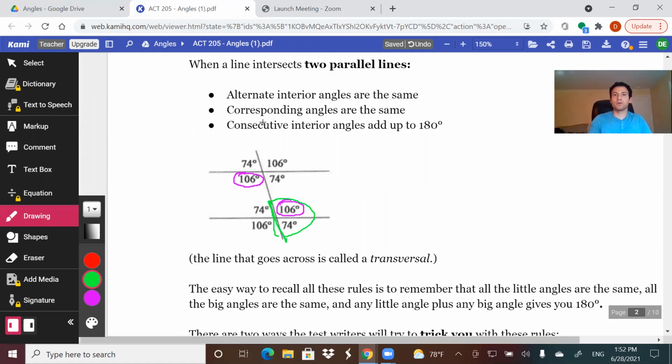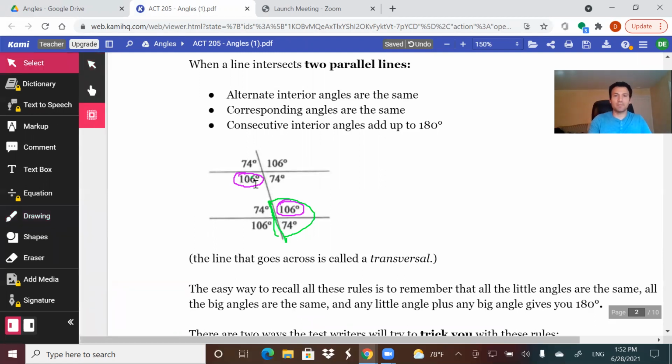And the specific rules are all here. Alternate interior angles are the same, corresponding angles are the same, and consecutive interior angles add up to 180. So if you think about it, 106 and 74 are consecutive interior angles. But anyway, if you know that opposite interiors are the same and you know transversals, you can figure out what you need to know on parallel lines.